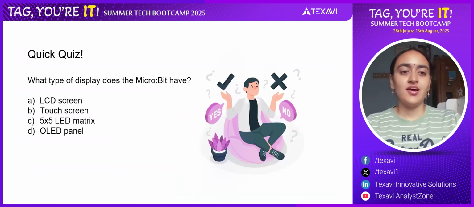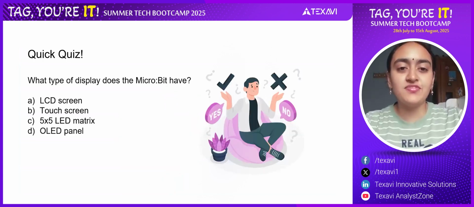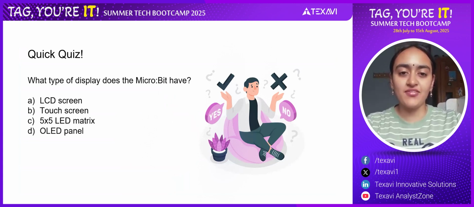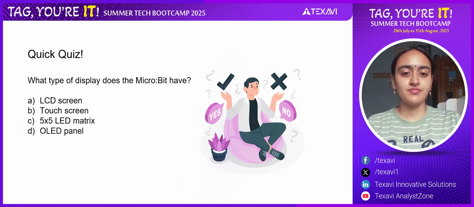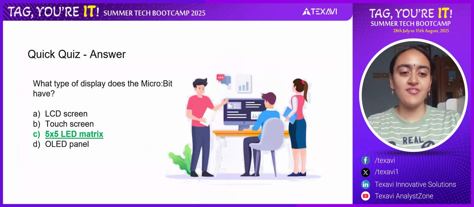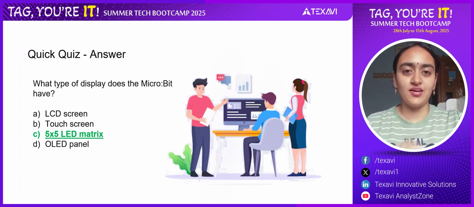Quick quiz. Question 1. What type of display does the microbit have? Is it an LCD screen, a touch screen, a 5x5 LED matrix, or an OLED panel? And the correct answer is a 5x5 LED matrix, as you can see when I showed you the matrix up close.